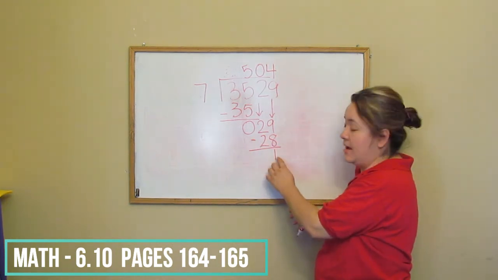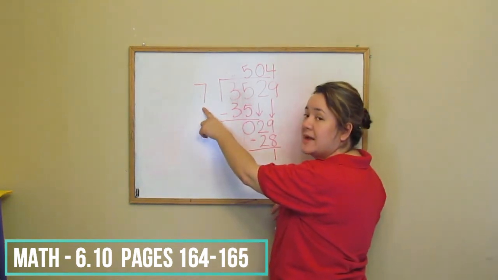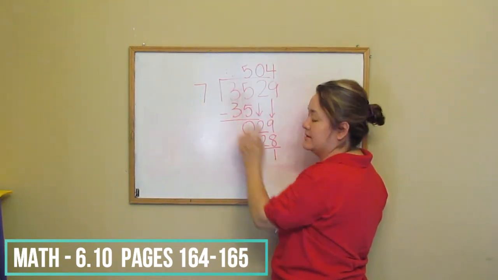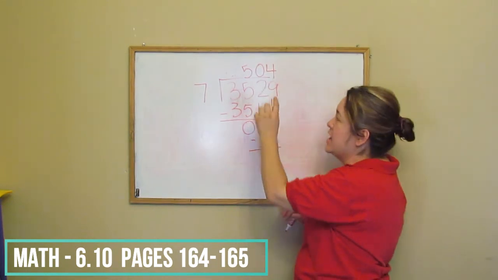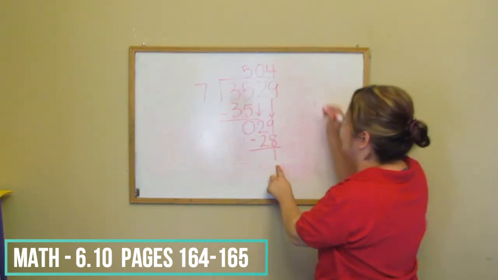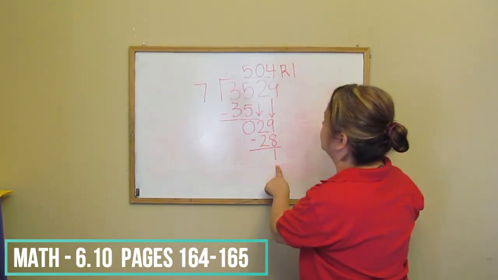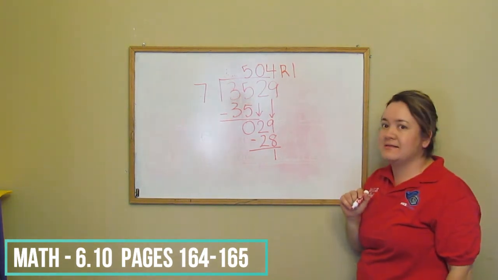My remainder is smaller than my divisor, so that's always what we have to remember, this has to be smaller than that, otherwise we've not gone high enough up here, and so my remainder is 1. Always put our remainder at the top as a complete answer.